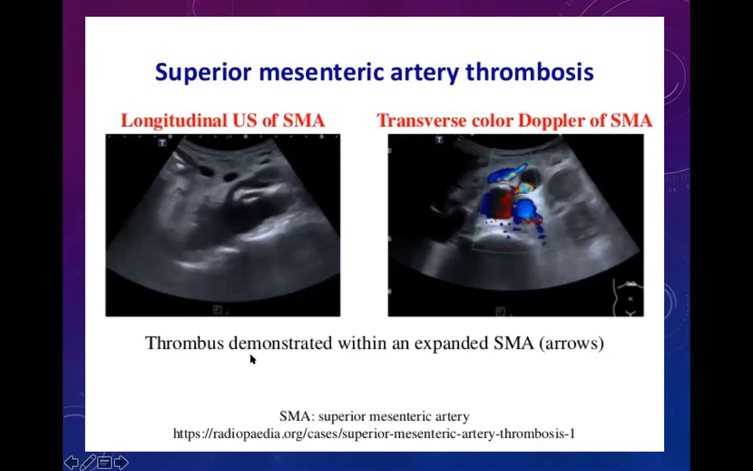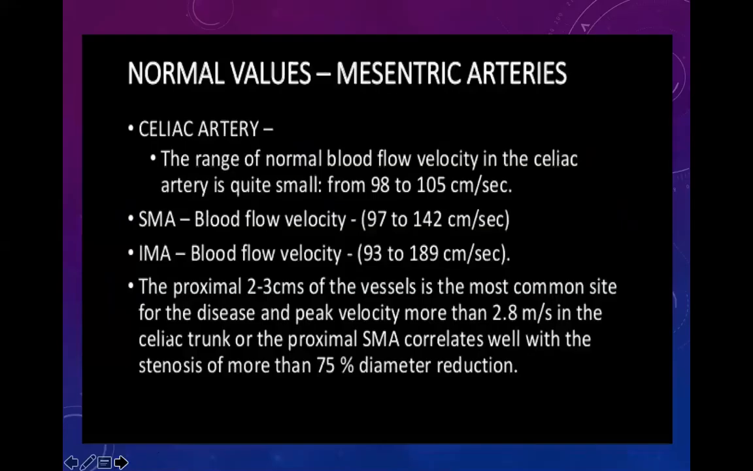And thrombus is demonstrated with an expandable SMA, you can see here. And this is where you will put your probe to look for the SMA. So this is the umbilicus level, this is the groin, and this is where you will place it, in the lower end to the xiphisternum.